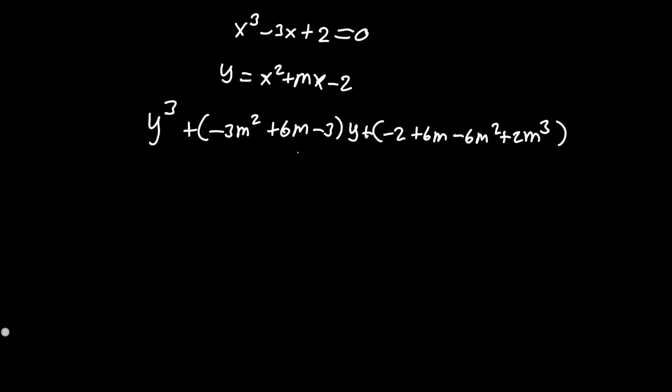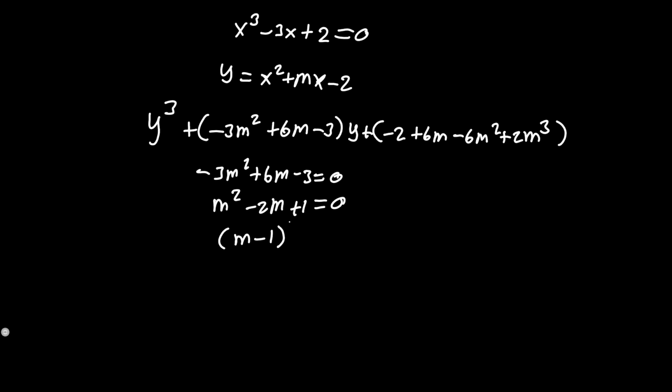So now we just simply have to eliminate the y term by setting -3m squared plus 6m minus 3 equal to 0. Factoring out a -3, dividing by -3, we end up getting m squared minus 2m plus 1 is equal to 0, where this is a perfect square, m minus 1 squared, and that is equal to 0, and m is simply equal to 1.